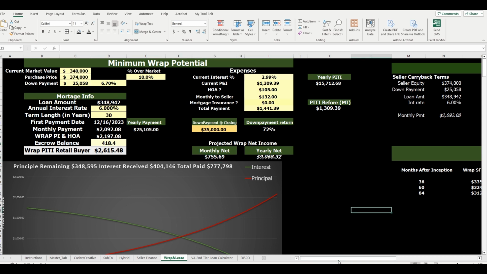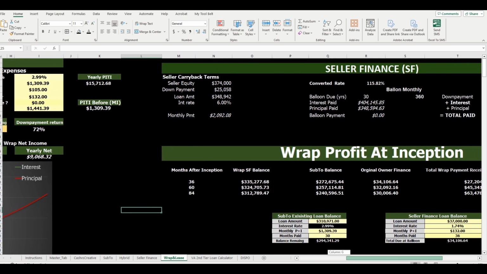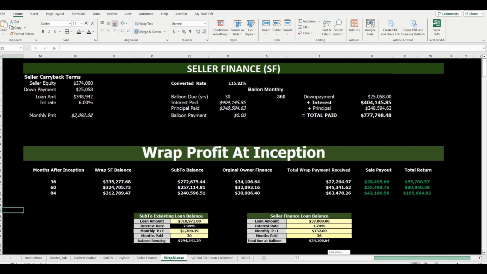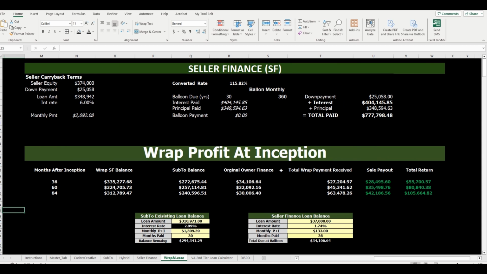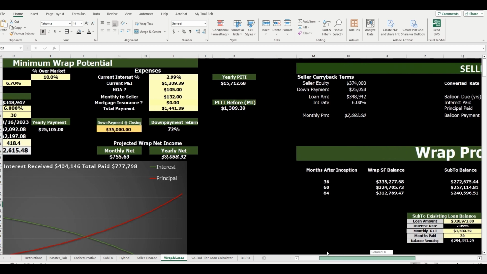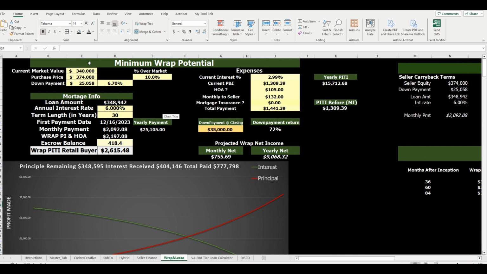Now let's take a quick look at how this plays out at the time of inception. The time of inception, meaning when the retail buyer decides to sell the property out completely or refinance you out. Now remember, they would be refinancing you out based off of the note that you created with them. You created a note with them for a purchase price of $374. You created a loan which has a loan amount now of $348.